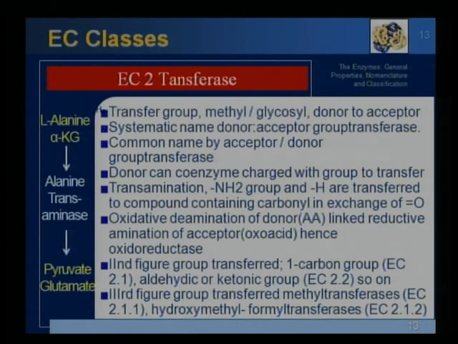Now, the third set of data, that is the third figure, indicates the group transferred. If it is methyltransferases, then it is 2.1.1. If it is hydroxymethyl or similar type of formyltransferases, then it is number 2 at the third place, likewise. So this is how enzymes exemplified by alanine transferase, belonging to the group of EC 2, the transferase group of enzymes, are described.